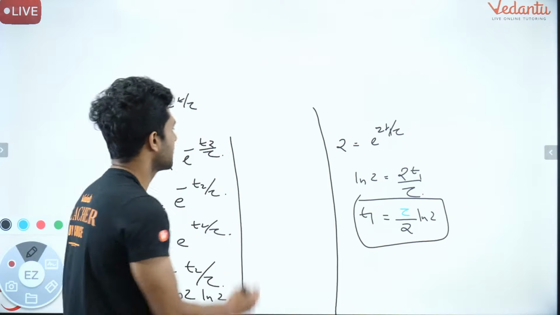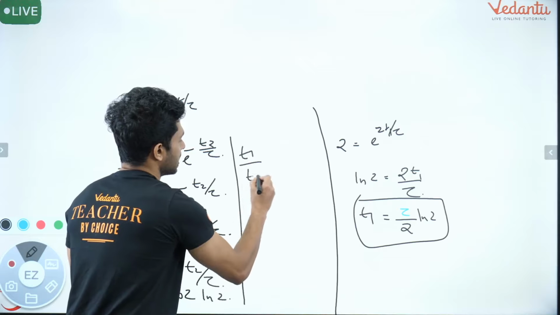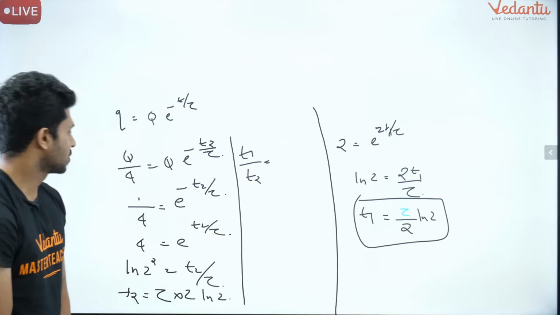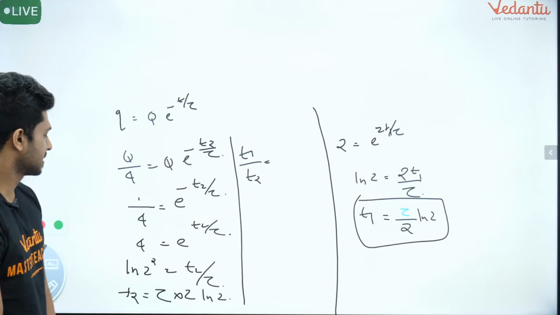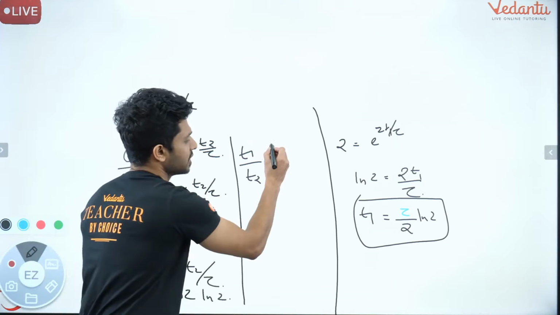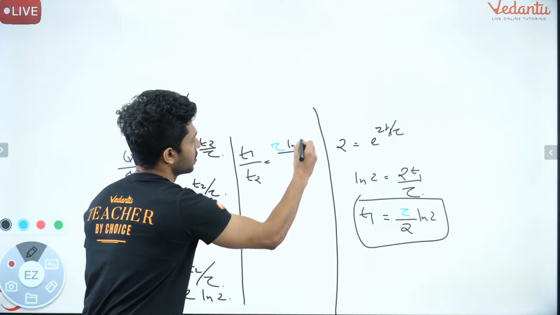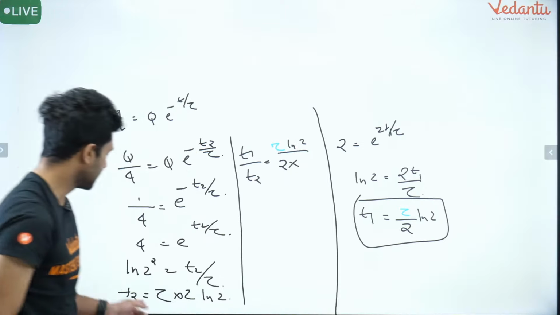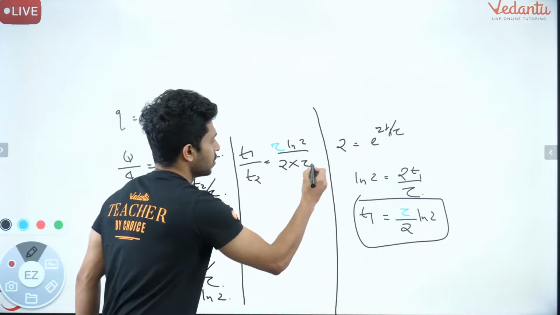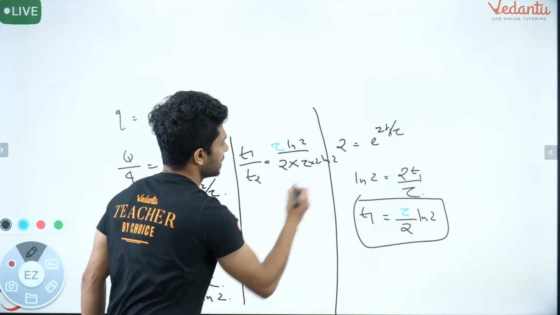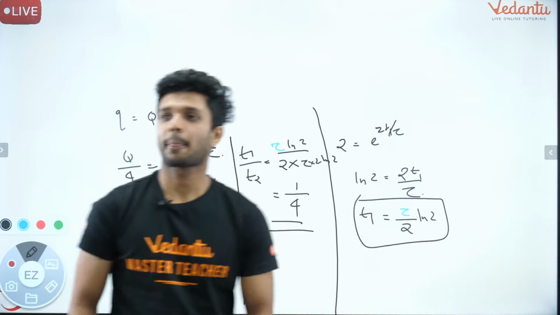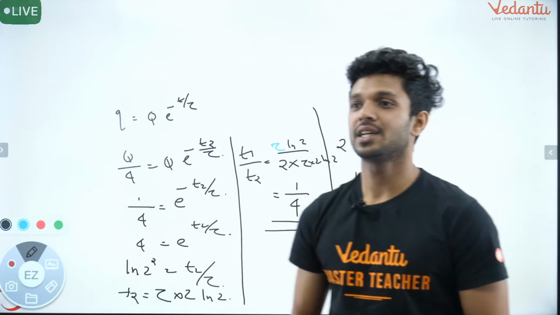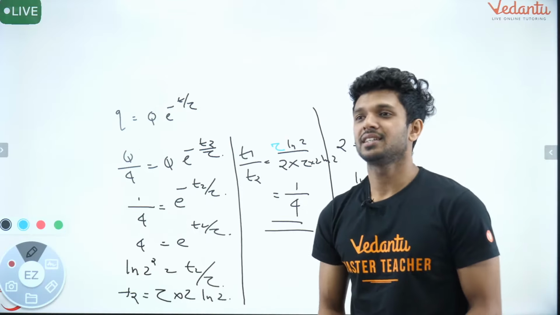Just the division part. So t1 divided by t2 will be equal to 2 ln2 by 2, over 2 times 2 ln2. Then what you'll be having? So t1 is 2 ln2 by 2, and t2 is equal to 2 into 2 times ln2. So both will be cancelled. What will be remaining is 1 by 4. Yes? Good. So how was the question?